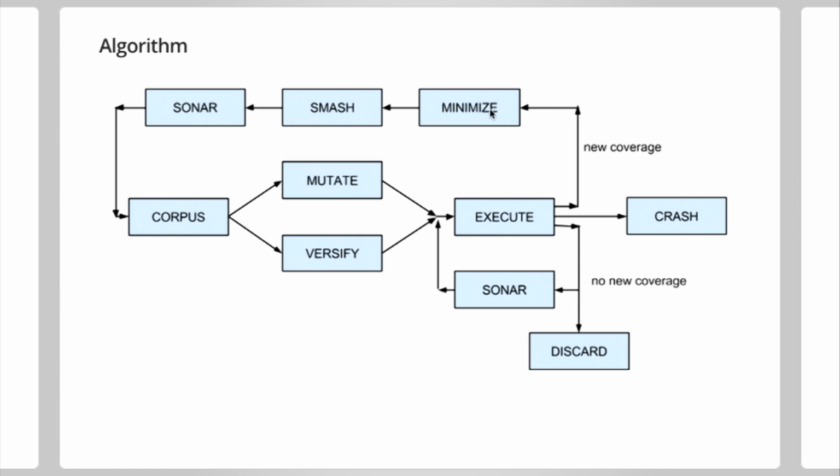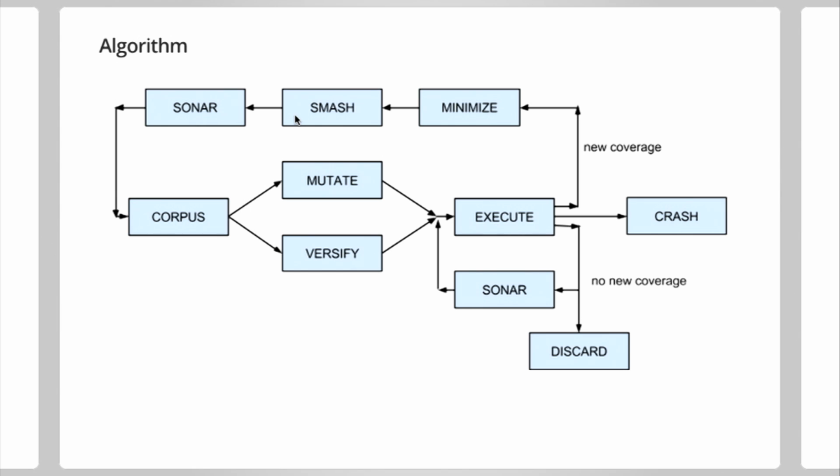If there is a new coverage, then we first minimize this input to a minimal form that gives us the same new coverage. Then we smash it. And smashing is a mandatory attention to every new input in the corpus.